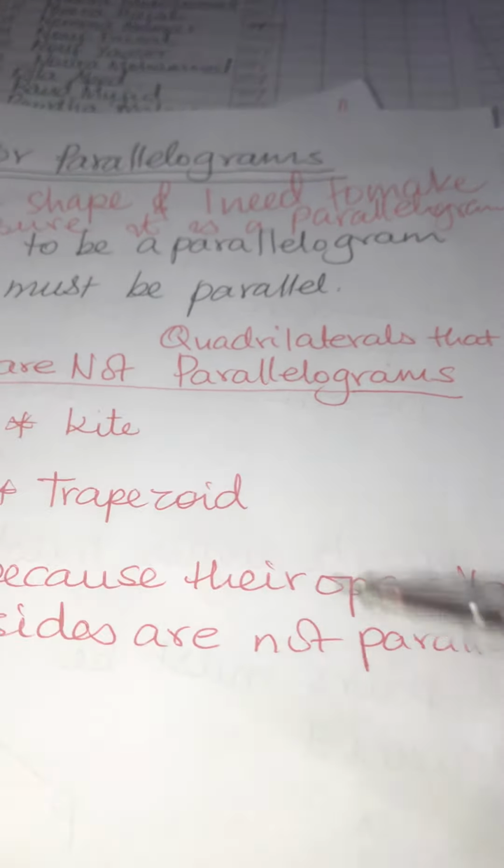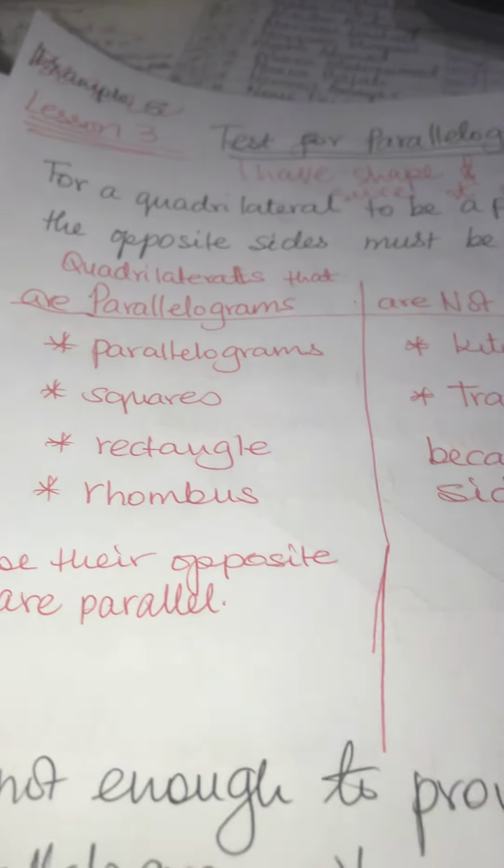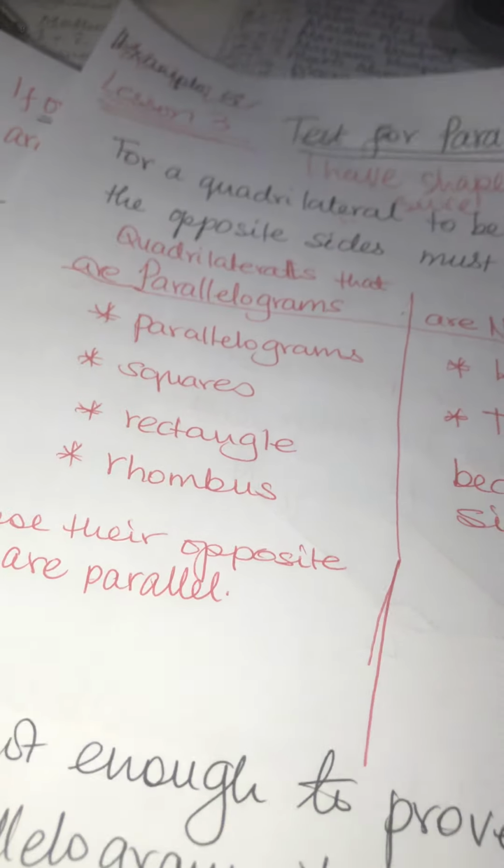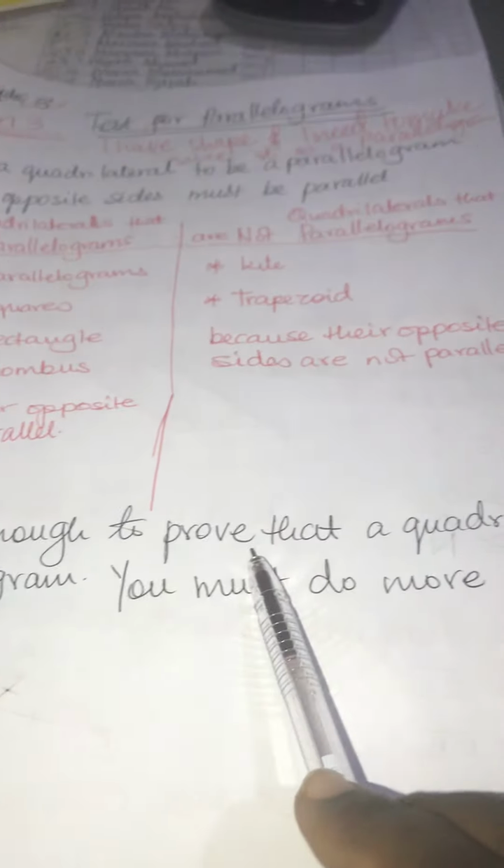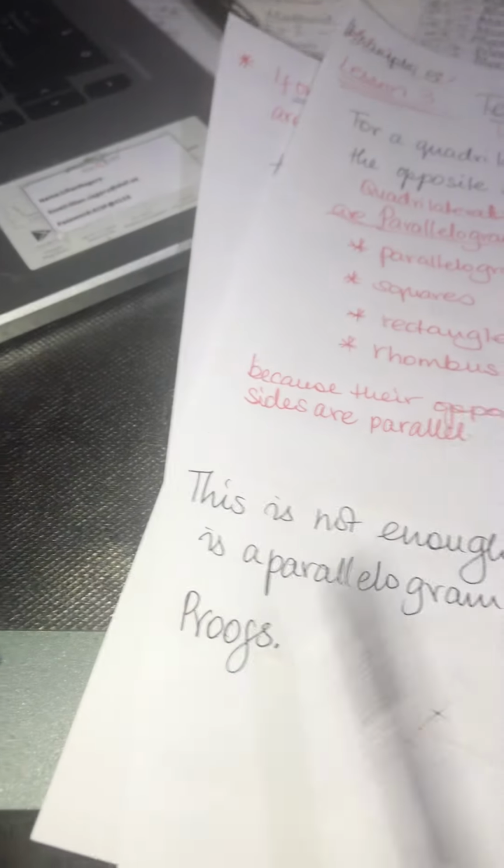Okay? Now, but this is not enough. You need to do more. You have seen the opposite sides are parallel, and you have seen it has 4 sides, but you don't stop there. You have to continue. That's why I wrote here, this is not enough to prove that a quadrilateral is a parallelogram. You must do more proofs.